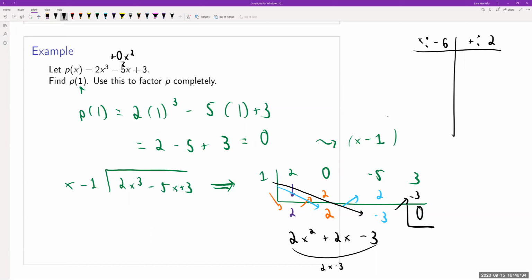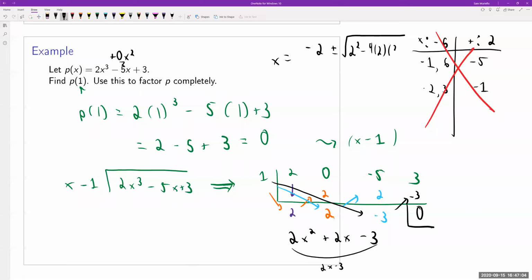So let's see. Things that I could do to make negative 6. I could do negative 1 and 6 or negative 2 and 3. That gives me either negative 5 or negative 1. It doesn't look like this is going to factor. So instead, let's use the quadratic formula to find the other two roots. I will have x is equal to negative 2 plus or minus the square root of 2 squared minus 4 times 2 times negative 3 all over 2 times 2.